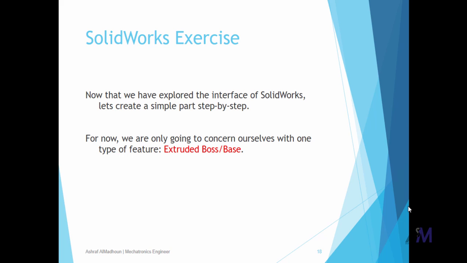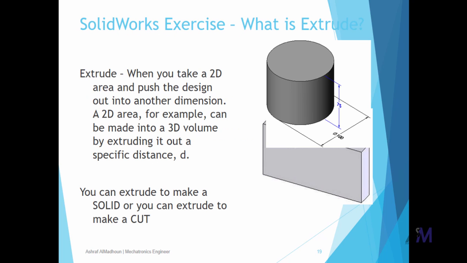Now that we have explored the interface of SolidWorks, let's create a simple part step by step. For now, we are only going to concern ourselves with one type of feature: extrude, boss, or base. Extrude is when you take a 2D area and push the design out into another dimension. A 2D area, for example, can be made into a 3D volume by extruding it out a specific distance, d.